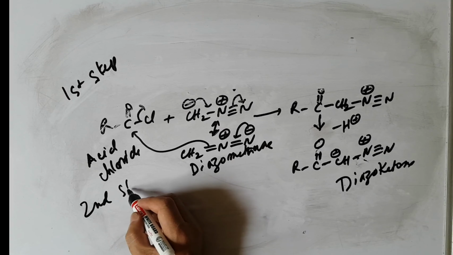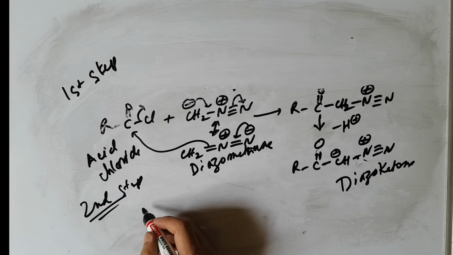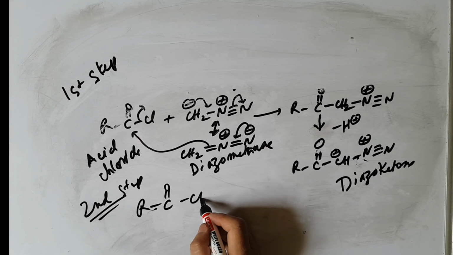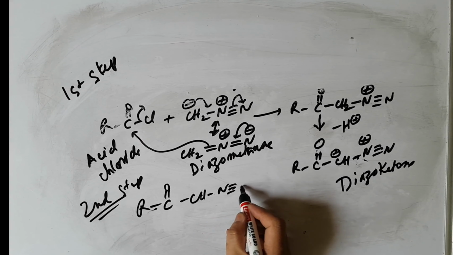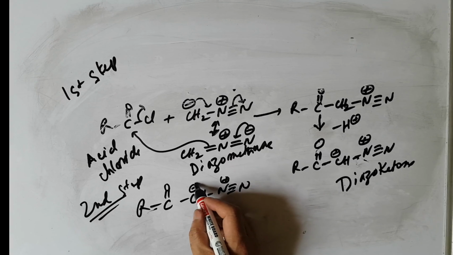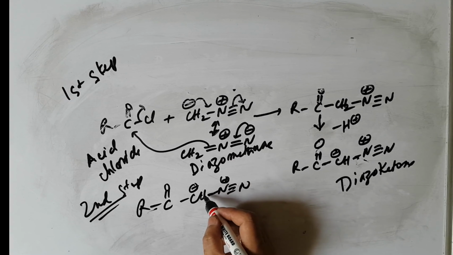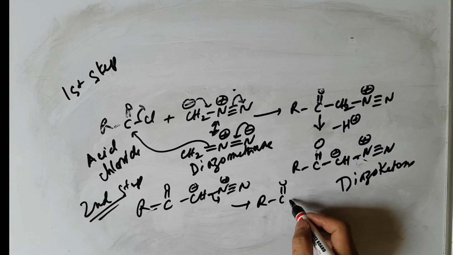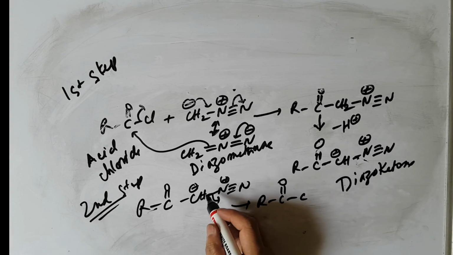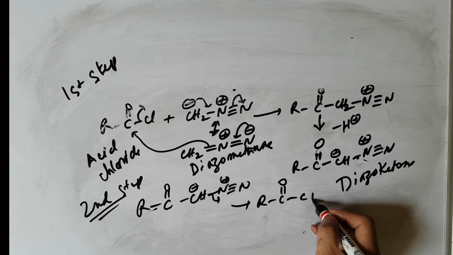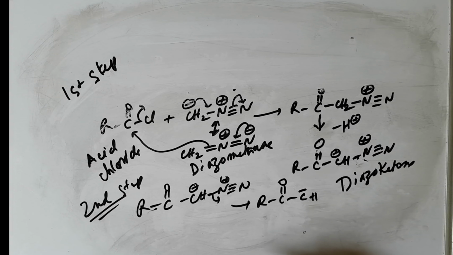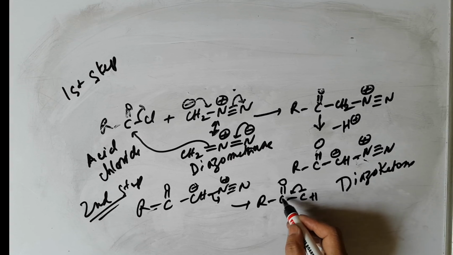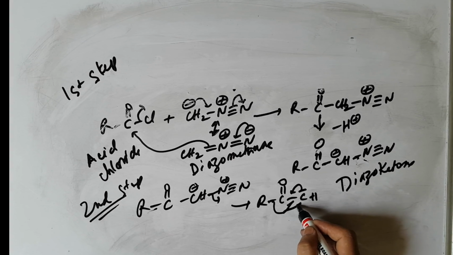The second step is the formation of this. The diazoketone undergoes loss of this nitrogen. You get an acyl carbene. So the acyl carbene can undergo rearrangement. So you get it this way.